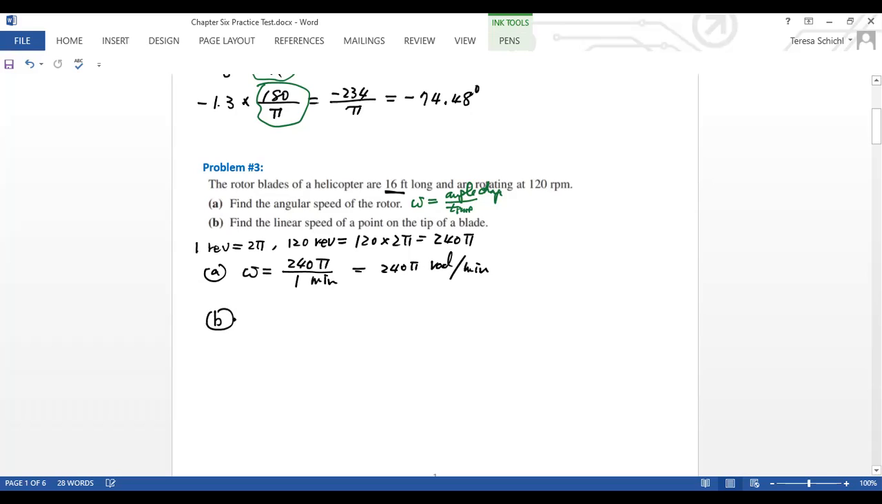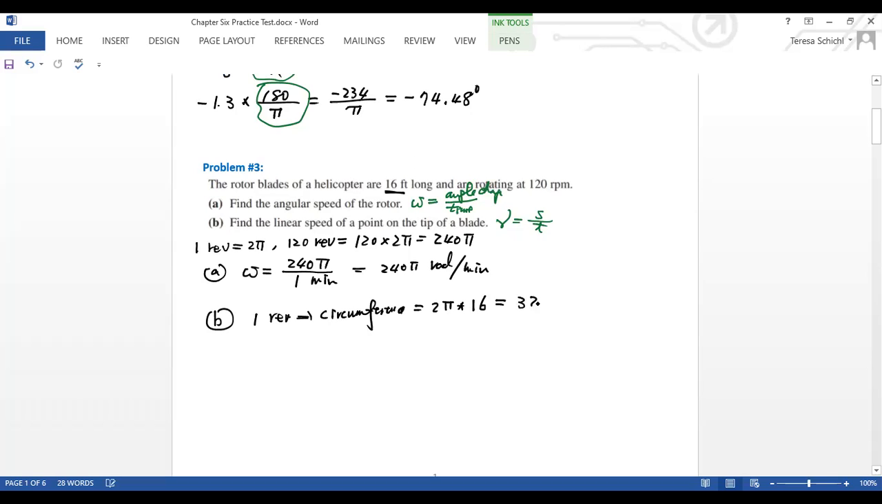Now the next one here is the linear speed. Let's write down the formula. Linear speed, we say V is equal to S over T, where S is the total distance we travel. Now let's take a look here. We said 1 revolution, that means the circumference of 1 revolution is 2 pi r. So it's 2 pi, then the helicopter rotor blade is 16.